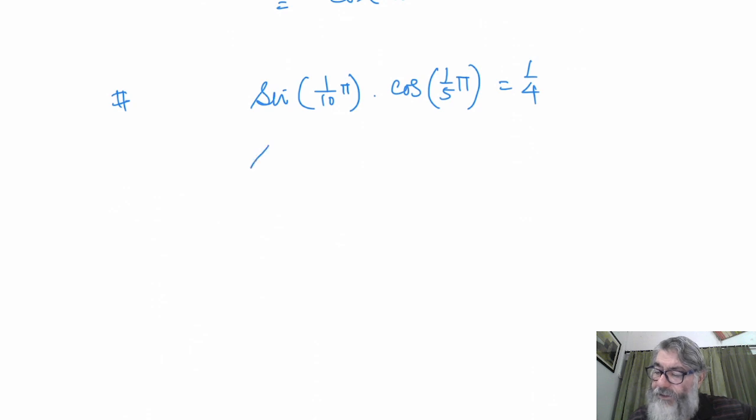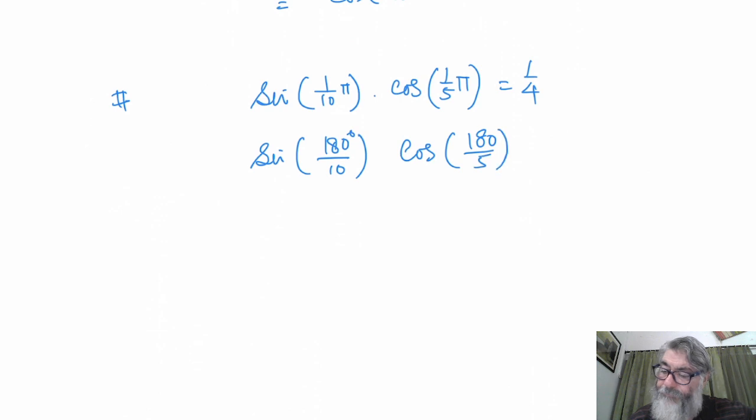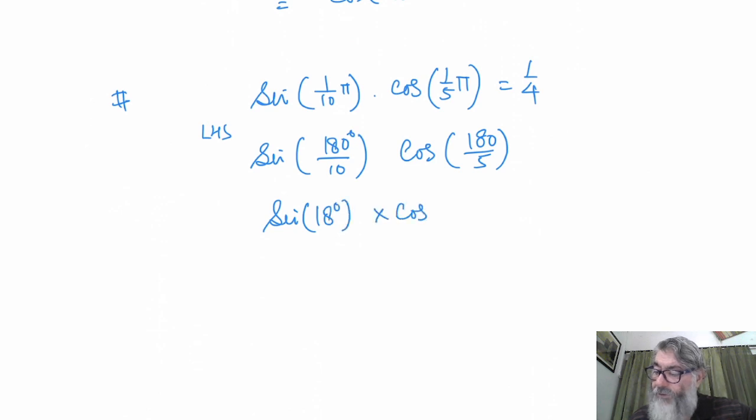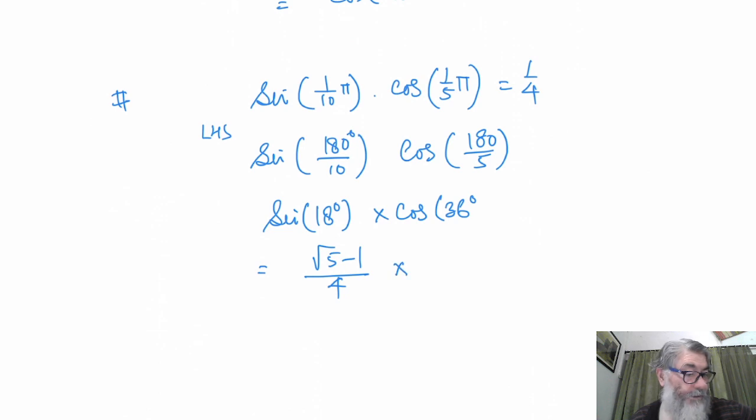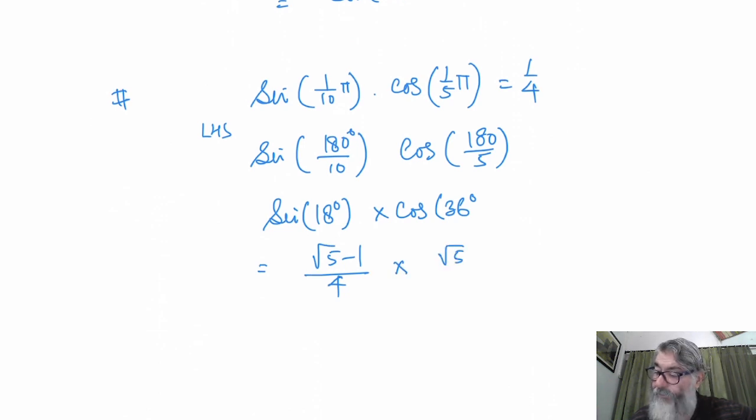Convert them into degrees. It will become sine 180/10 into cos 180/5 on the left hand side. It will become sine 18 degrees, and cos how much? 36 degrees. You know the value of sine 18 is (root 5 minus 1)/4, and cos 36 is (root 5 plus 1)/4.